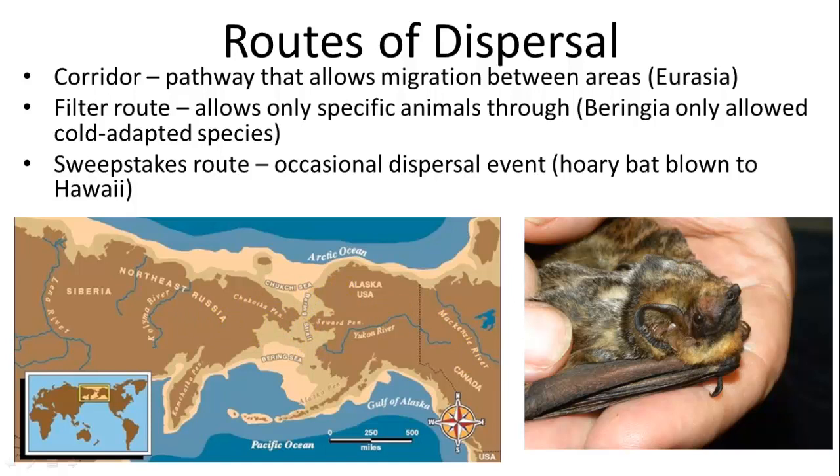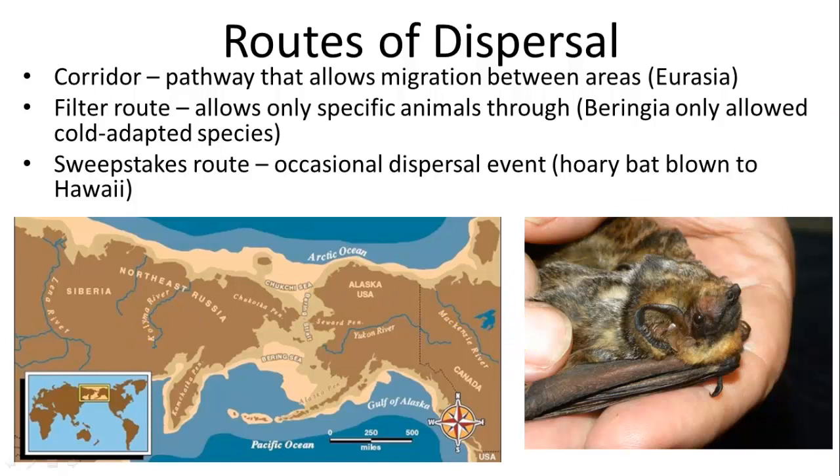Oftentimes, these corridors filter what type of organisms can be there. So for Beringia, only polar adapted species or species adapted to the cold could actually disperse from Asia to North America. If you were a tropical species, you couldn't disperse up into the Arctic region, and thus you couldn't disperse over to North America, and back and forth, right?